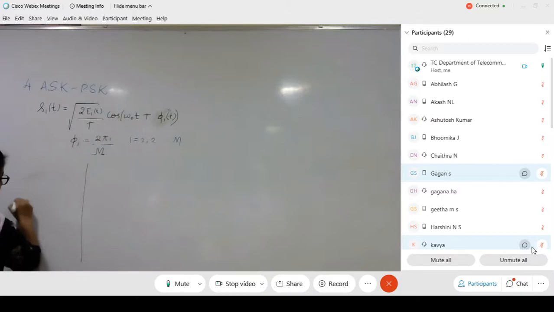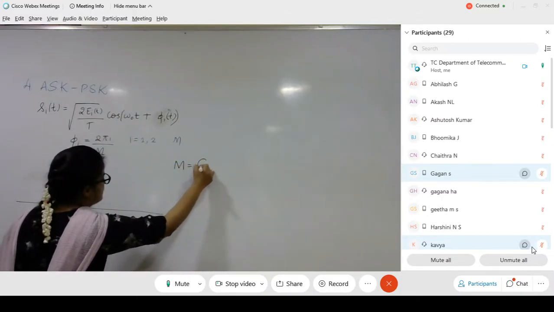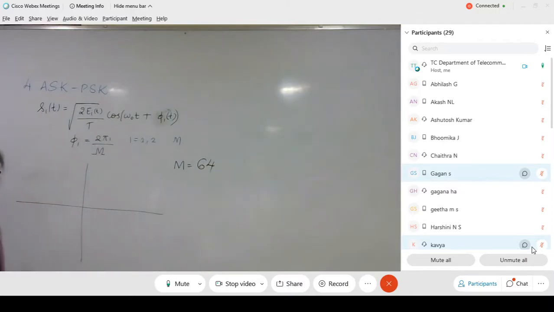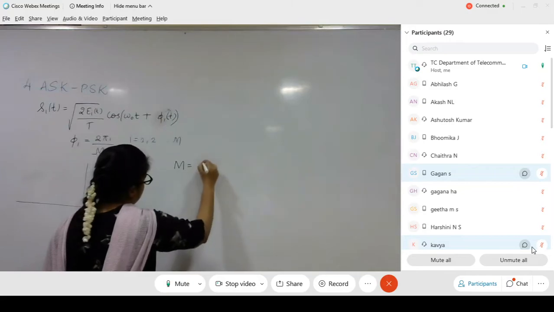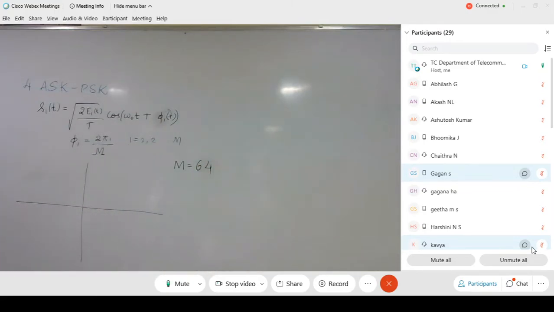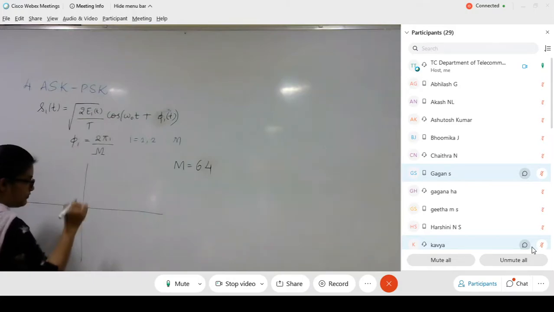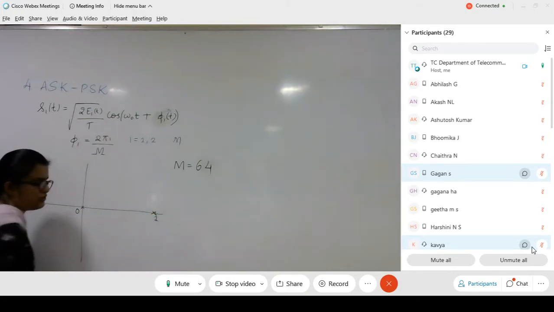Let's suppose I have M is equal to 64. Assume that I have M equal to 64 or even 128. I'm taking a very small number. Let me start off with 64 only. Now, I want to locate 64 amplitudes. I know my voltage starts at 0 and my voltage ends at 1.